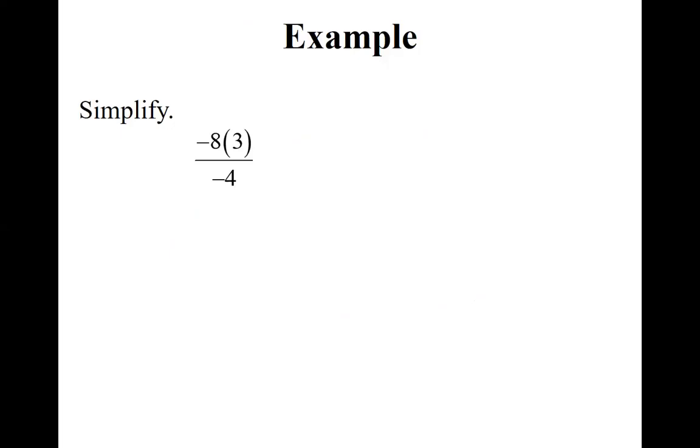Okay, let's jump into some examples. -8 times 3 over -4. We're going to go ahead and multiply on top, the -8 times the +3 to give ourselves -24. Then -24 divided by -4 would be +6.